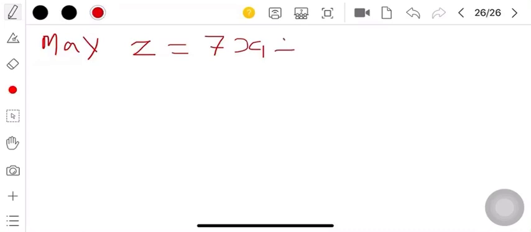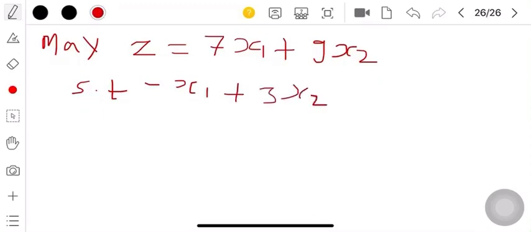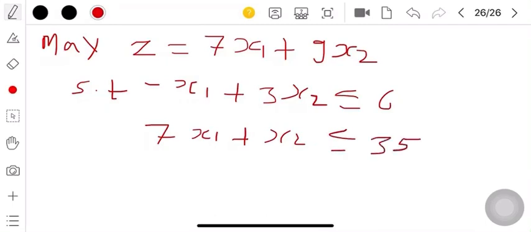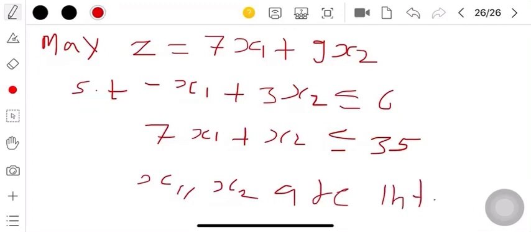One more problem I want to give you. Maximize, and you have to solve it using the branch and bound method as well. z equals 7x1 plus 9x2, subject to minus x1 plus 3x2 less than or equal to 6, 7x1 plus x2 less than or equal to 35, and x1, x2 are integers. So this is another problem which you need to solve.